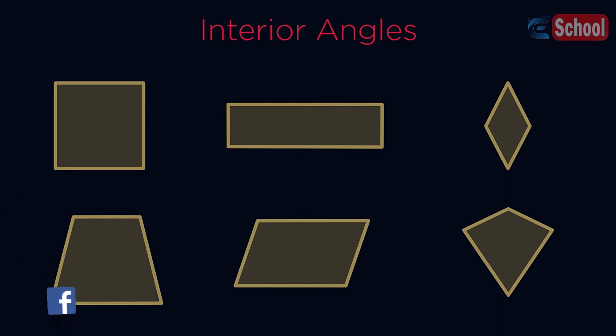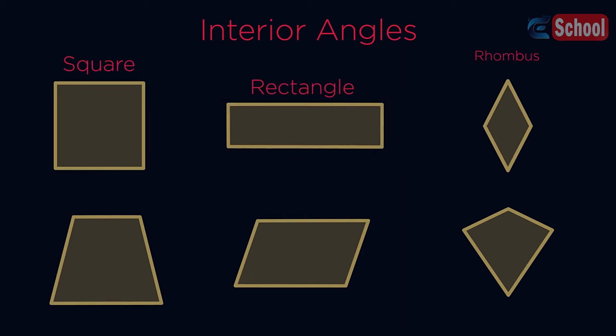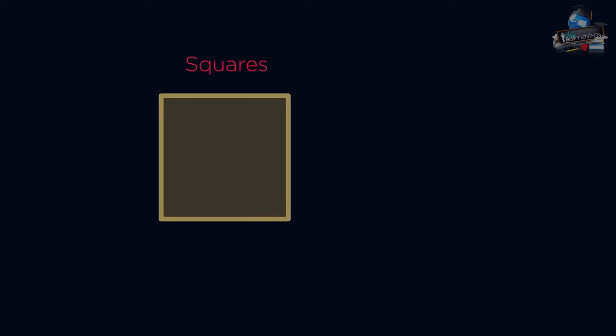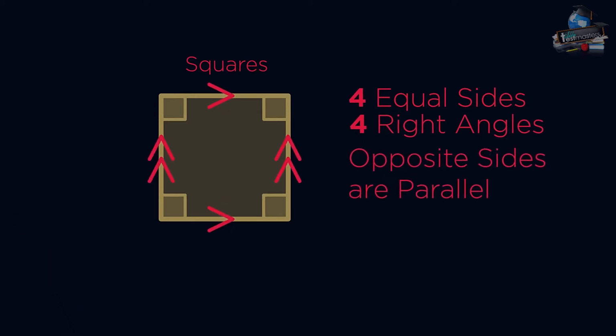Before we start, did you know that squares, rectangles and rhombuses are all types of parallelograms? So let's start at the top with the one you probably already know all about, squares. 4 equal sides, 4 right angles and opposite sides are parallel.